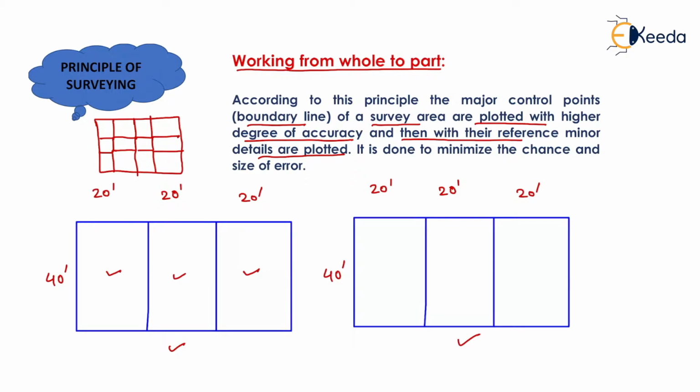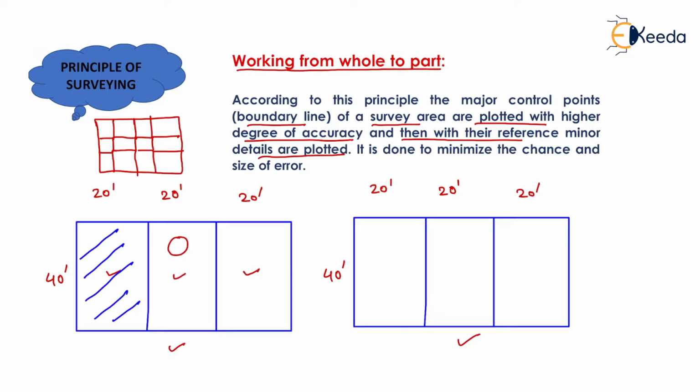Now suppose that the first plot construction is already done, and the second plot owner wants to construct a house. So he will hire an engineer. During the start of the construction work, the engineer will do the layout work from part to whole. It means that he will not mark the outer boundaries first, he will plot the minor details first.